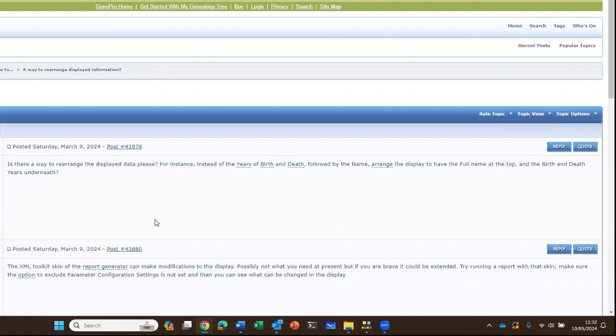Looking at this question on the forum today: is there a way to rearrange the displayed data, please? For example, instead of years of birth and death followed by the name, arrange the display to have the full name at the top and the birth and death years underneath.